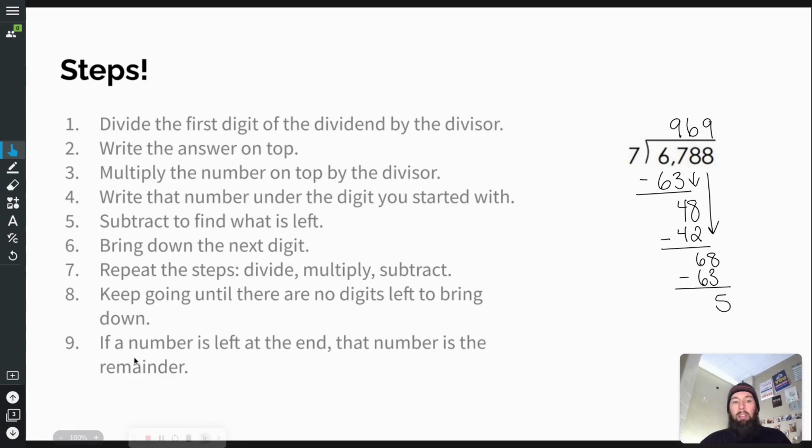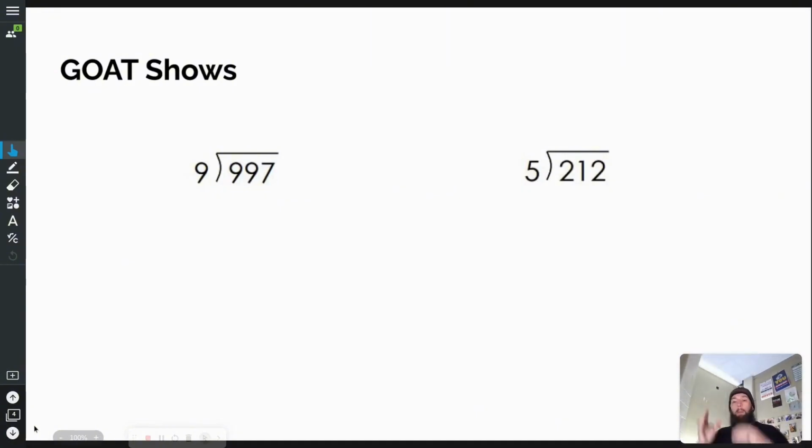If a number is left, that number is your remainder. So we will put R 5, and so my answer is, if I had $6,788 and I did want to split that up amongst 7 people, each person would get $969 and then $5 would be left over. So that's how you do division. That's what division means. So I'm going to show you how to do a bunch, and then I'm going to have you practice it on your own.